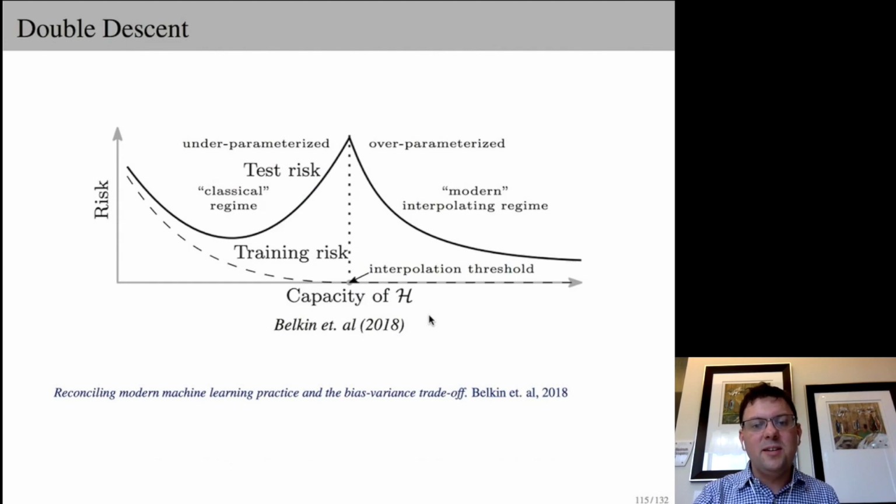So the training loss here just keeps going down. The test loss has this really non-monotonic behavior. And the question is, well, why don't we just keep overfitting? Why does suddenly generalization start getting better?